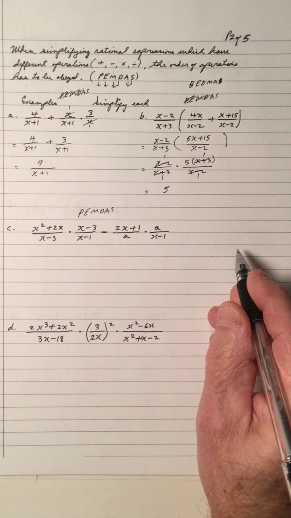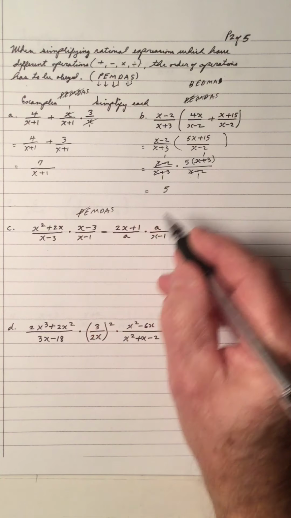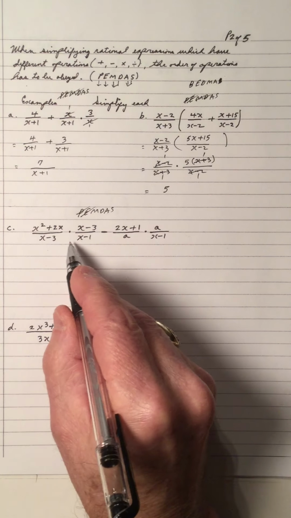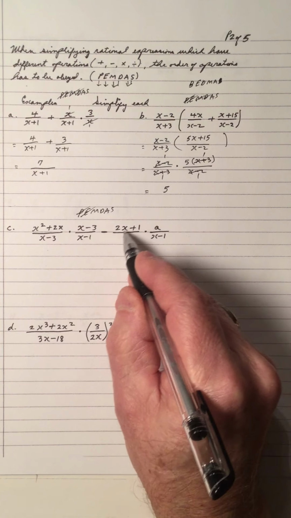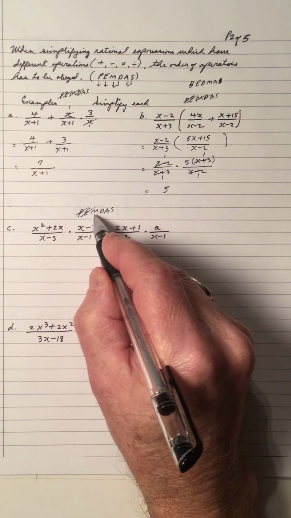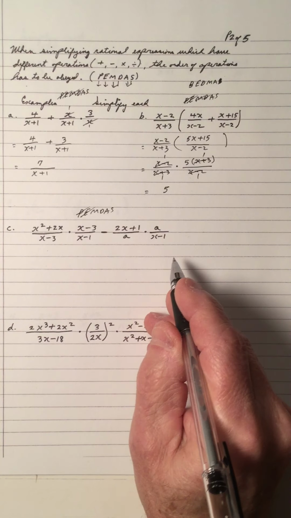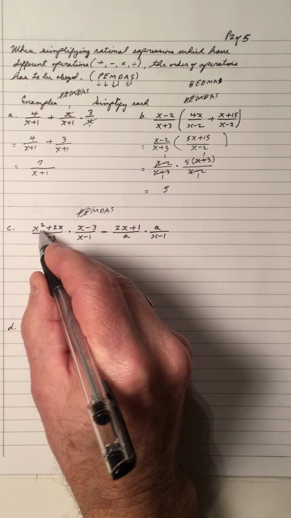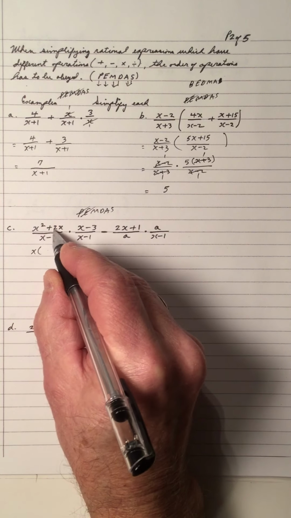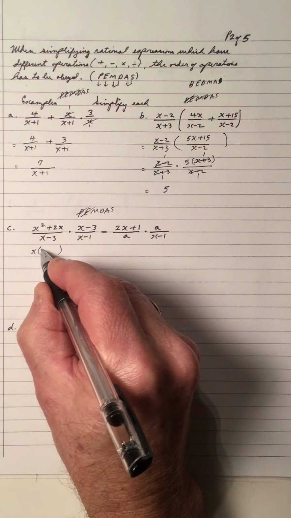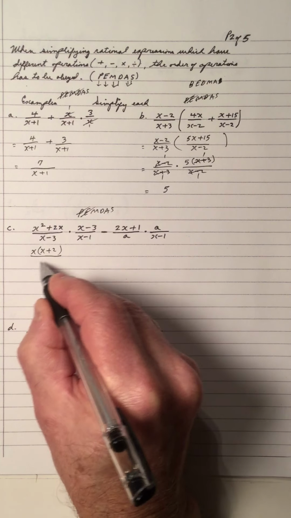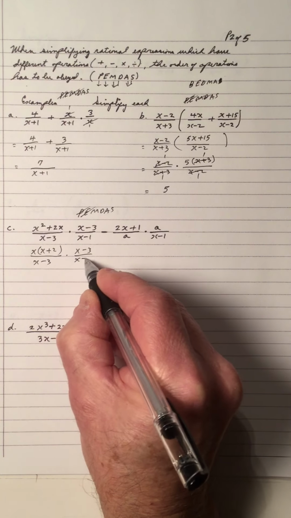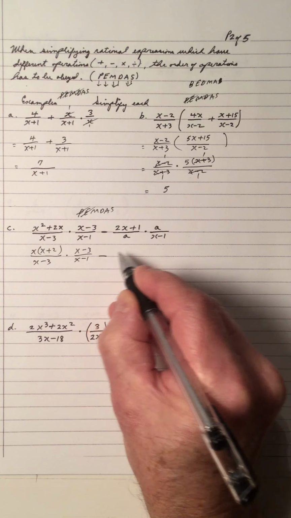P-E-M-D-A-S. Now we don't have any brackets to obey. We don't have any exponents. Now we have to do multiplication, division left to right. So that means I have to do this multiplication and this multiplication before I can subtract. And when we're multiplying, we have to remember we're multiplying these two. So notice that x squared plus 2x has an x as a factor, so I take it out. x minus 3 is okay. x minus 3 is okay. x minus 1. And that leaves the subtraction.